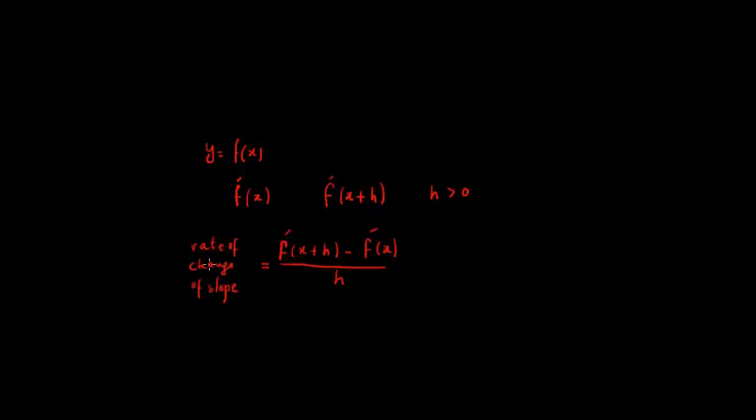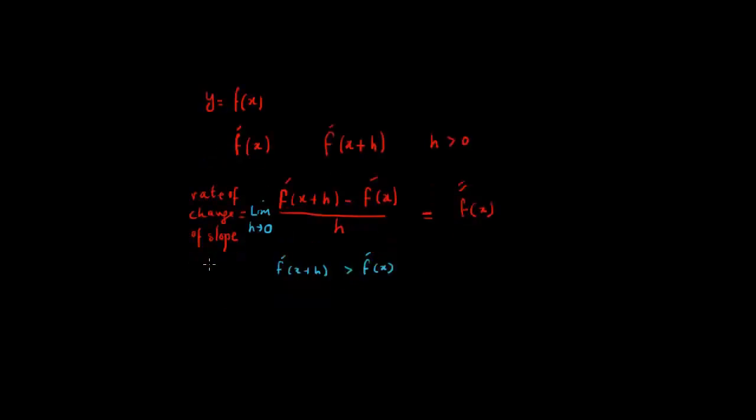This expression here gives us the rate of change of slope. We divided the change in slope between 2 points by the distance on the x-axis between those 2 points, and that's the rate of change. And if we calculate this quantity by allowing h to become a very small positive number, in other words, we find the limiting value by letting h become very small, then this will give us the second derivative.